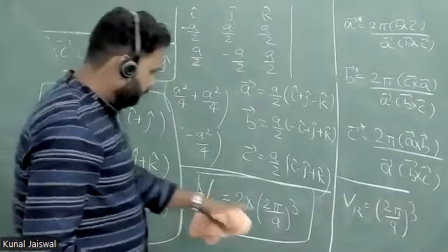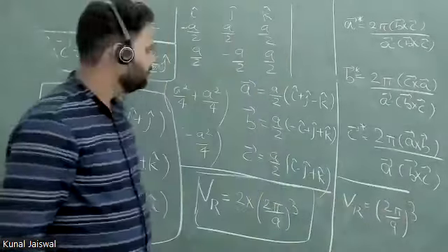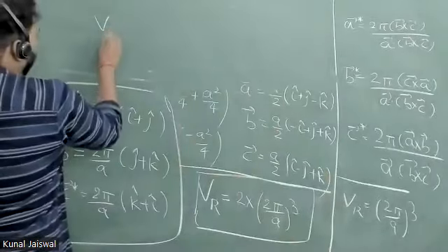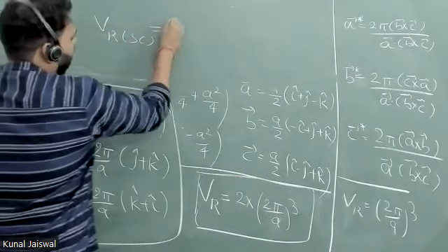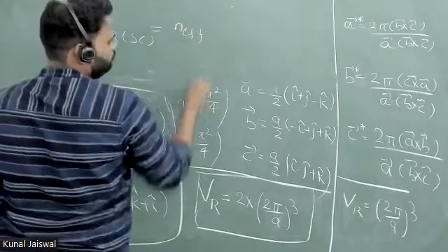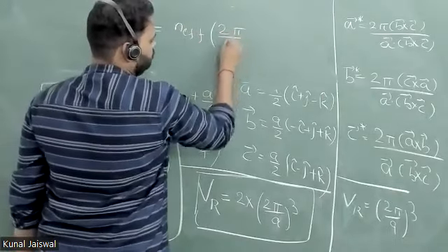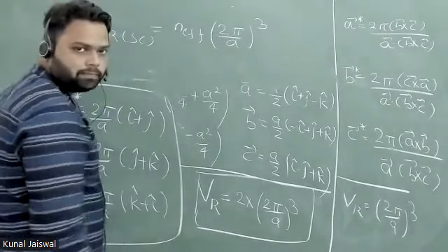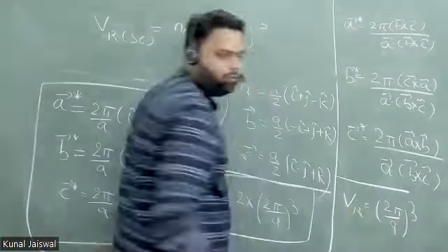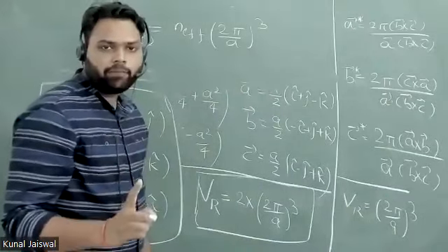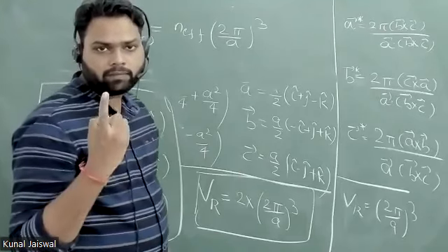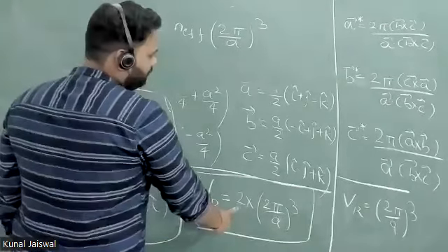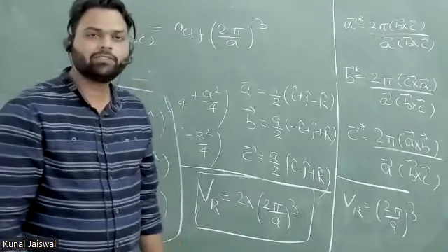Now, I told you why I am writing this as 2 pi by a whole cube. There is some pattern. Just see this one. VR of simple cubic, can we write it as n effective into 2 pi by a whole cube? Yes, sir. Here it is multiplied by what? By 1. And the effective number of atoms in simple cubic is 1. And here it is multiplied by 2, and the effective number of atoms in the BCC is 2.